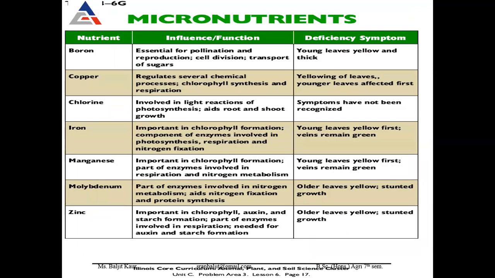Then there are micronutrients. Here the functions of these micronutrients are given. For boron, the function is essential for pollination and reproduction, for cell division, and for transport of sugars. With its deficiency, the young leaves will become yellow and thick. Then copper: the function of copper is to regulate several chemical processes, chlorophyll synthesis, and respiration. Its deficiency will cause yellowing of leaves, and younger leaves will be affected first.